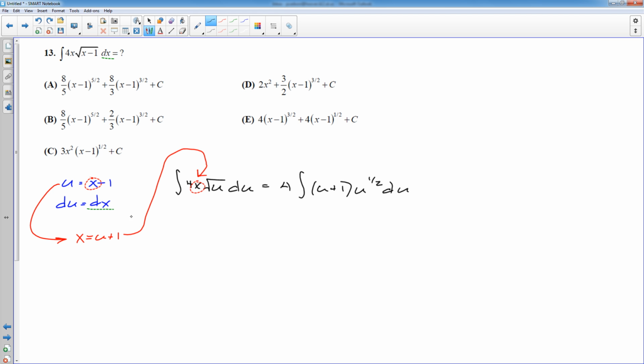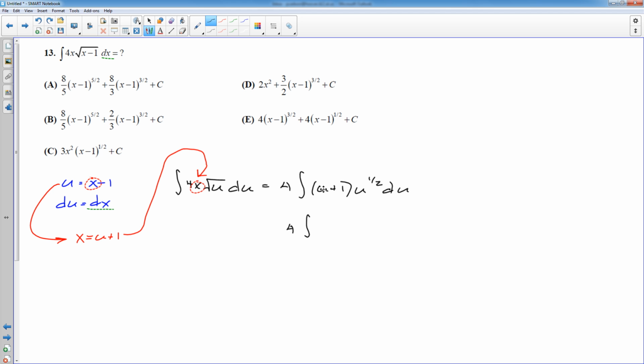Antiderivative of u plus 1 times u to the 1/2 du. Crap. I'm looking at my options and it looks like they did u sub. This is going to make me angry. Maybe not. We'll see. That's the problem with multiple choice. I would distribute the u. Maybe it's going to work out okay.